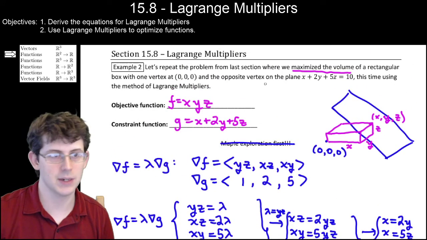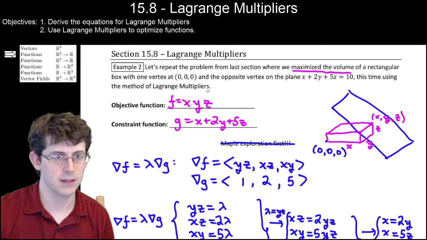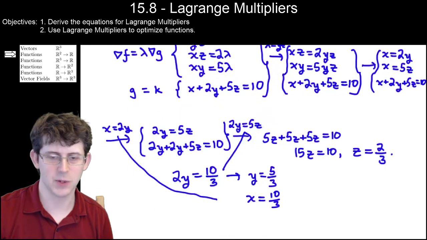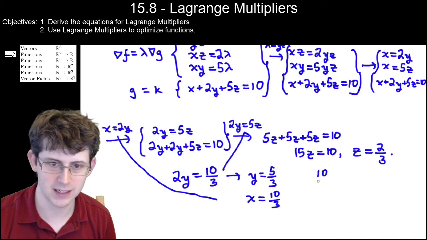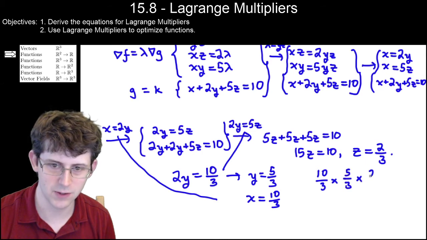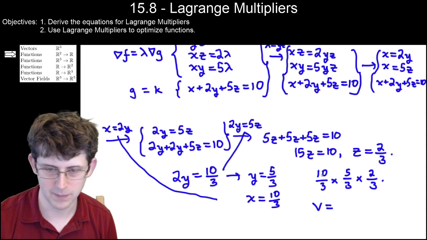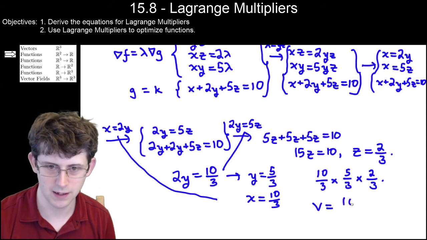In the end, what's the question? Maximize the volume. I think maybe we just want to find the maximum volume. I don't know, the question is unclear here, so let's just answer it both ways. So the box should be 10/3 by 5/3 by 2/3. And the volume is 100 over 27.